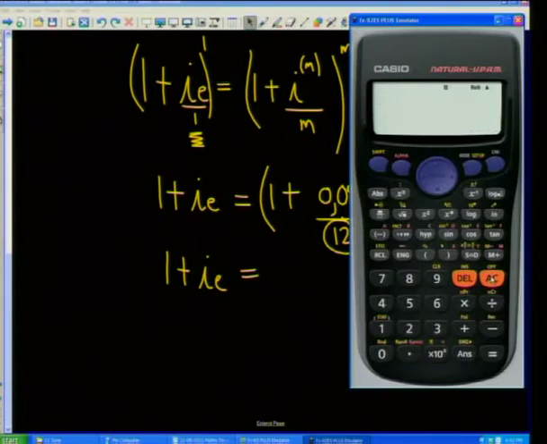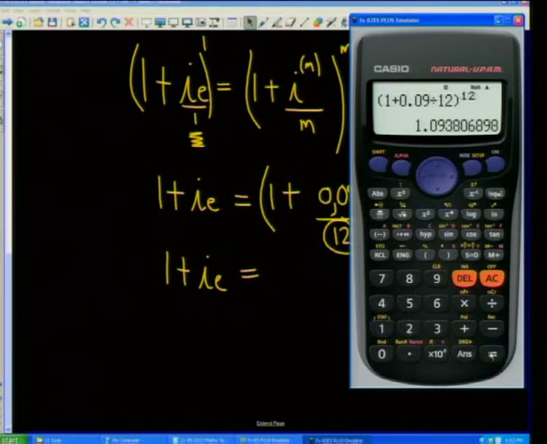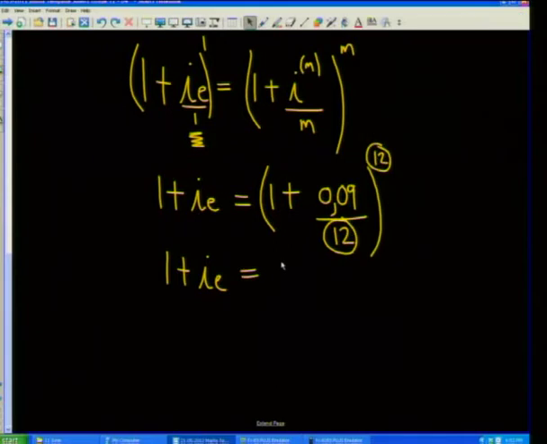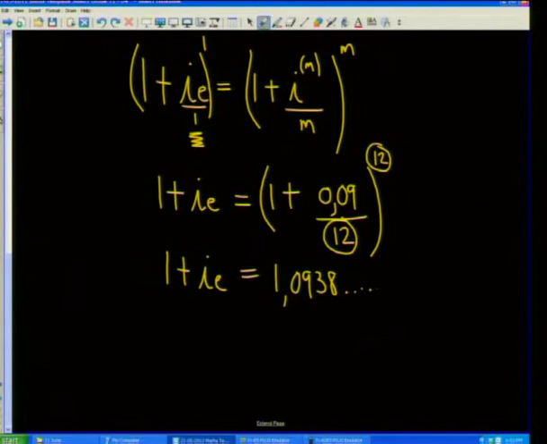So we are going to take our right-hand side, which is going to be 1 plus 0.09 divided by 12. I could have used the fraction, but I just didn't. All right, and that is to the exponent of 12, equals. And that gives me 1.0938, with a couple more decimal places as well.